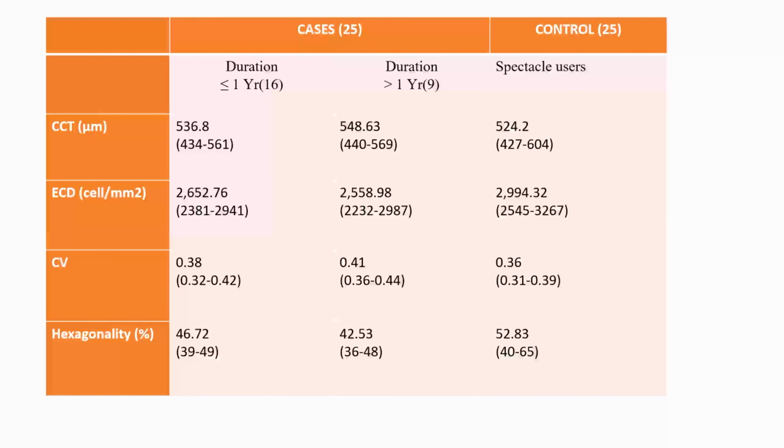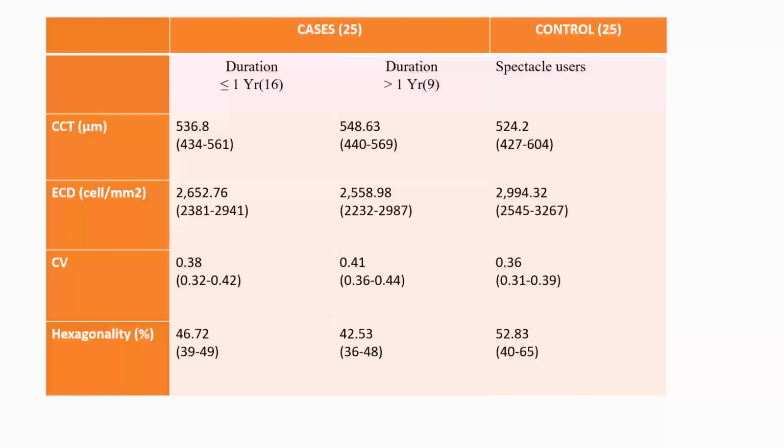The endothelial cell density seemed to have reduced compared to the control, while it was 2,994.32 in controls, and less than 1 year had 2,652.76 and 2,558.98 in more than 1 year usage. The coefficient of variation has increased compared to the controls, while it was 0.36 in controls and 0.38 and 0.41 in less than and more than 1 year respectively.